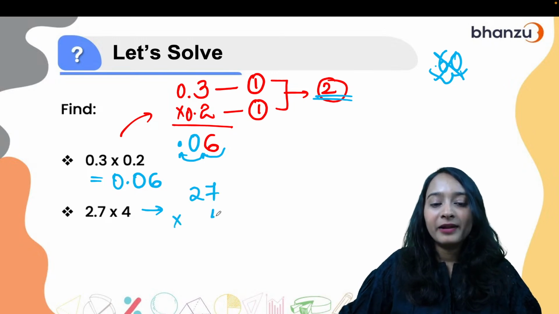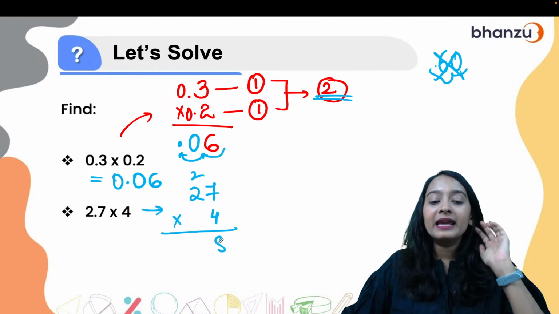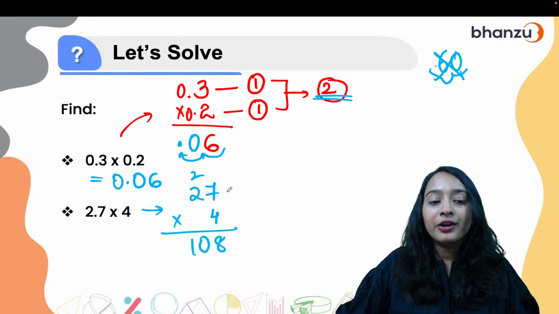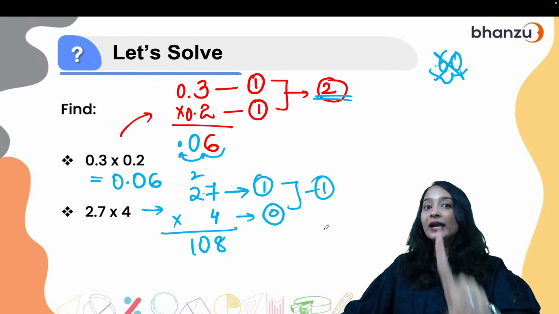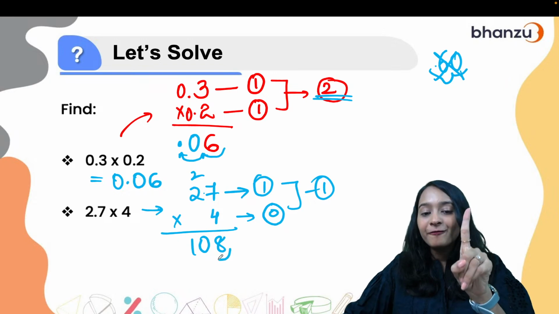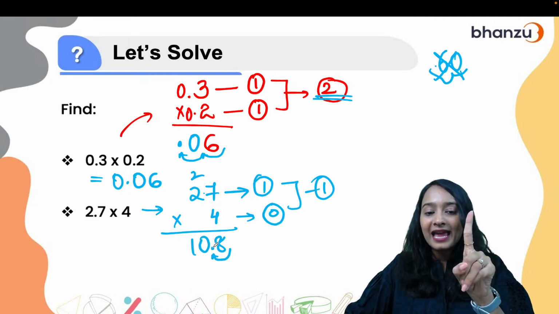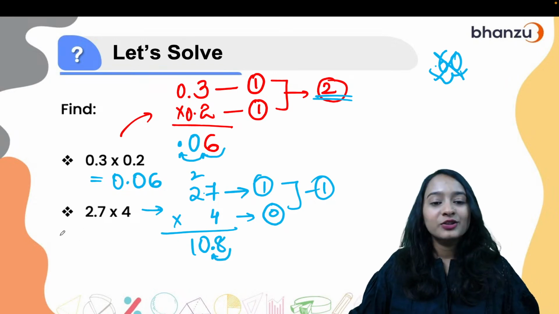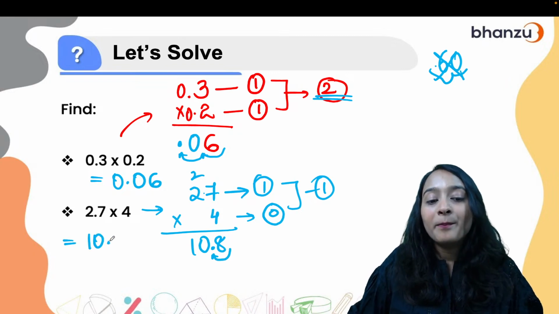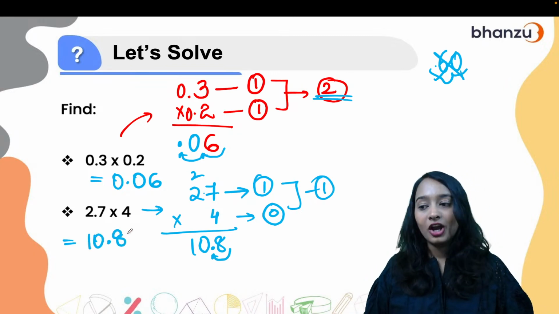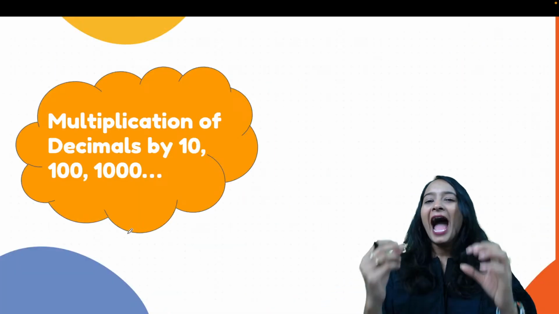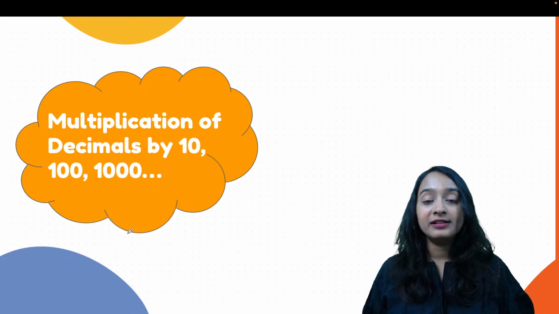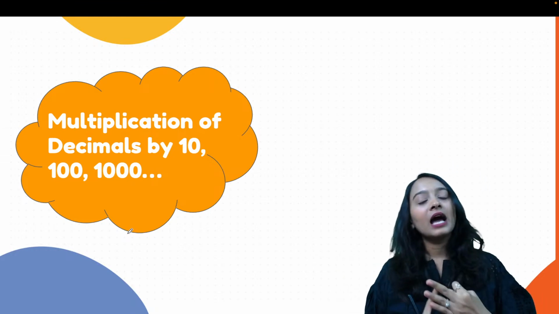Alright, now what about this? 27 multiplied with 4. So you have 28, 8 plus 2, 10. Now here you have only 1 digit after the decimal point. Here you have 0. So totally you have only one digit after the decimal point. So you leave one number from the ones place and place your point. So it's going to be 10.8.